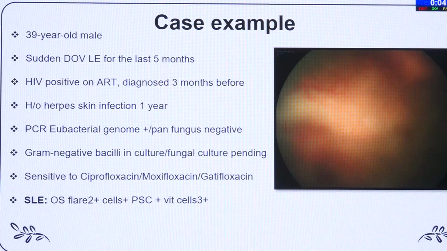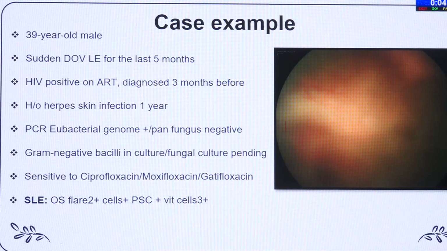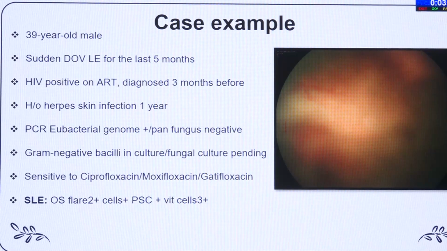And this is a case we saw recently, a 39-year-old man with sudden dimness of vision in the left eye for 5 months. He is HIV positive on ART, diagnosed 3 months before, with a history of herpetic skin infection. We found a yellow lesion in the fundus, and there was a very hazy view of the fundus. We did a vitrectomy, and it showed uveitis genome positive and fungus negative. Gram-negative bacilli were seen in the culture, sensitive to ciprofloxacin, moxifloxacin and gatifloxacin. The right eye has flare and cells.